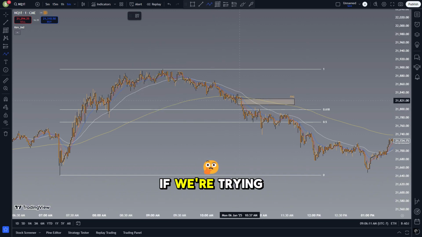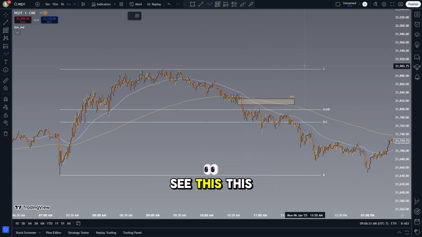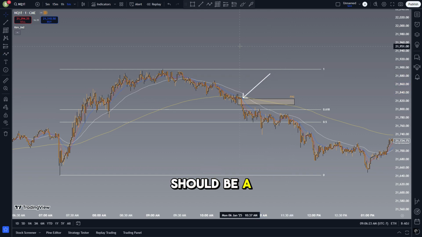Everyone knows that if we're trying to catch reversing trades, the last thing that we need is a fair value gap in conjunction to 200-day EMA. So starting to see this should be a red flag. You should not be wanting to take a reversing trade when you're starting to see things like this.